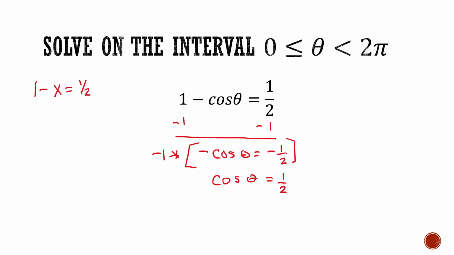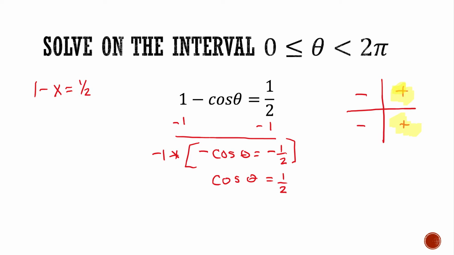So remember that we expect there to be two quadrants where we have an answer to this. Okay, so think about your sign chart on your cosine. So we have positive, positive, negative, negative. So I'm expecting an answer in this quadrant and also this quadrant because our cosine value is positive 1/2.